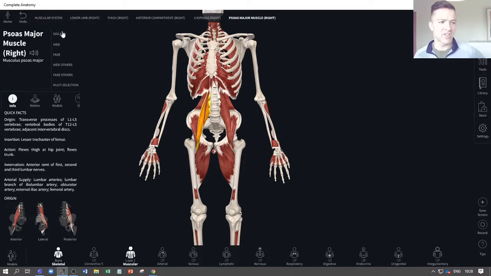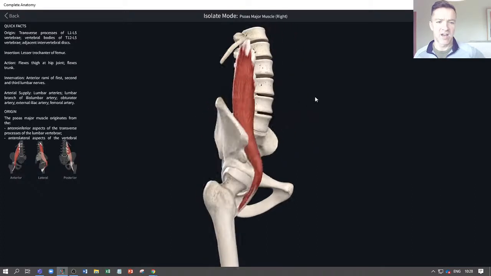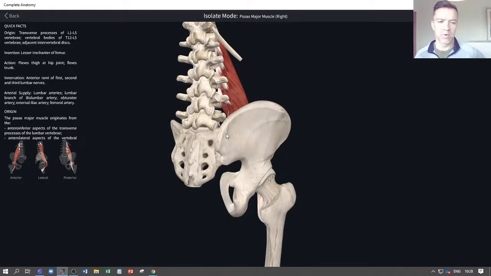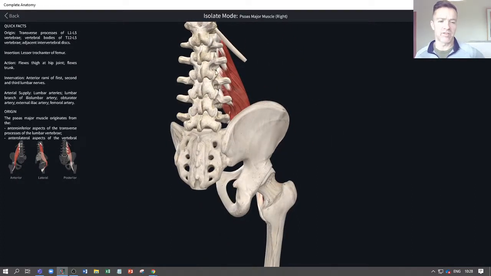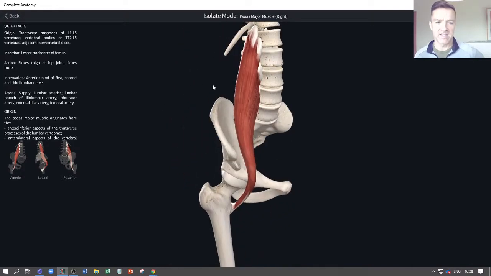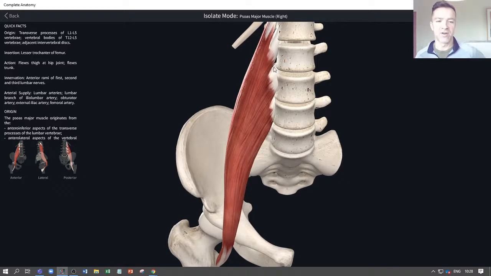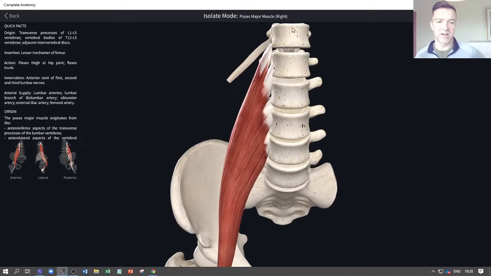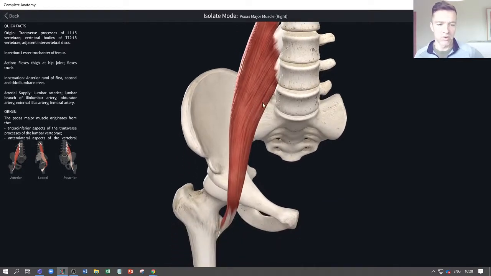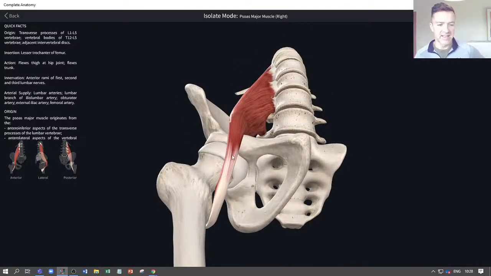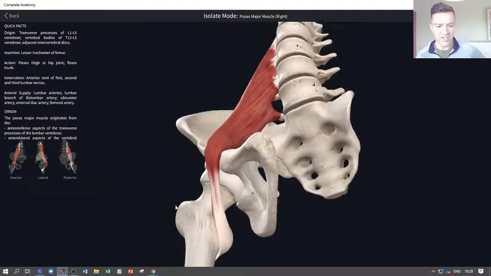The psoas major originates on your vertebrae, so L1 through to L5, all of your lumbar vertebrae. So we can see there that it originates, I beg your pardon, originates on those 5 vertebrae there. 1, 2, 3, 4, and 5. The belly of the muscle passes down through the lower part of your abdomen, and it crosses over the hip joint, and then the psoas major muscle inserts onto your femur.